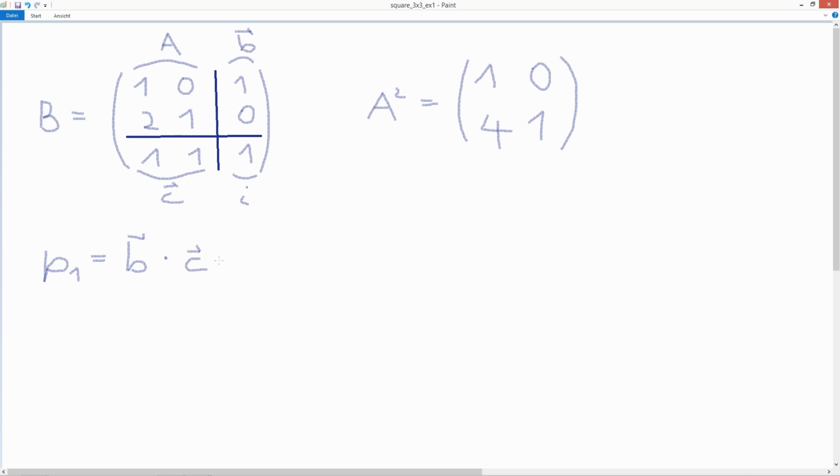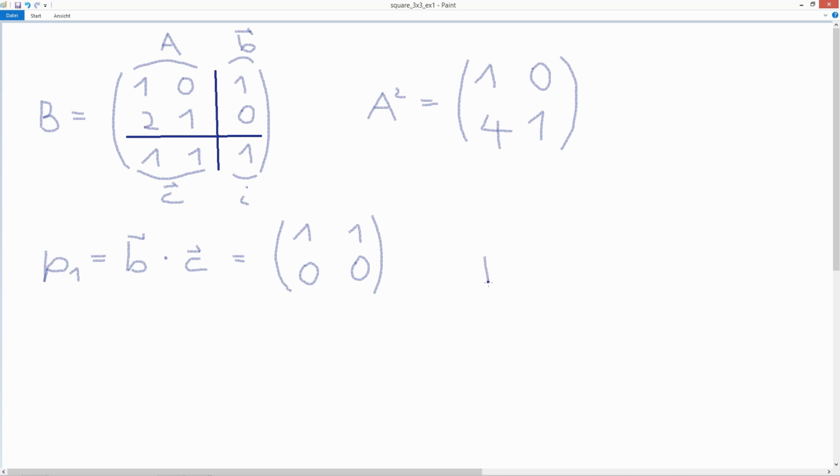And this is a 2 times 2 matrix. So the first entry of this matrix is 1 times 1, so 1. The second entry is 1 times 1. This here is that here, so also 1. There. This entry here is 0 times 1, so 0. And the last entry here is 0 times 1, also 0. So this matrix here is the product P1.